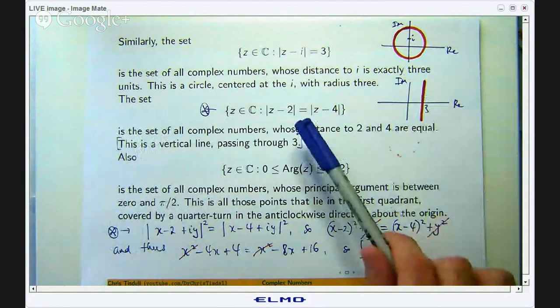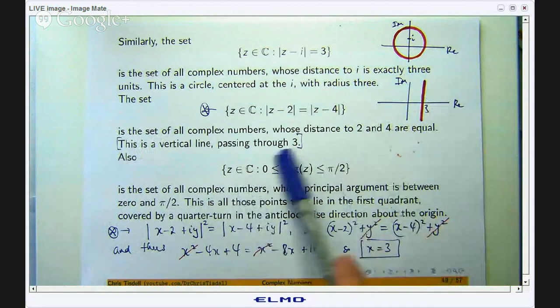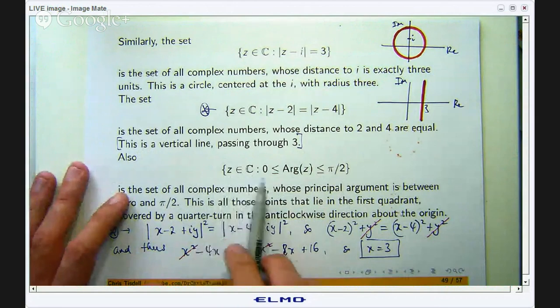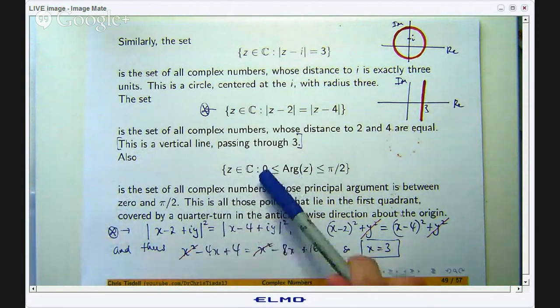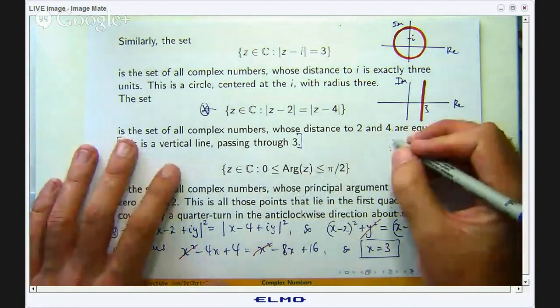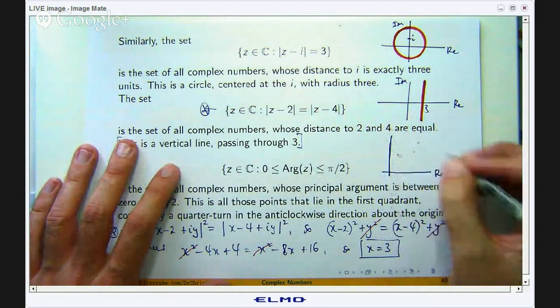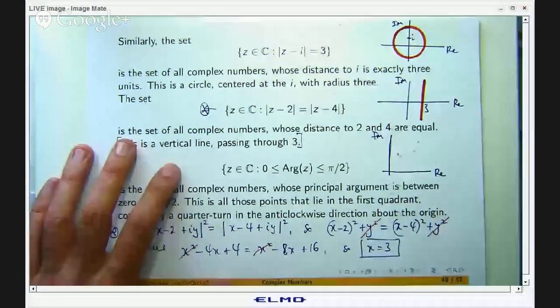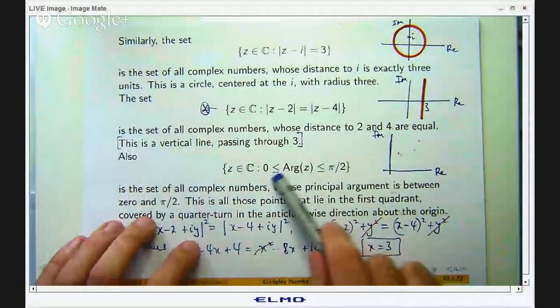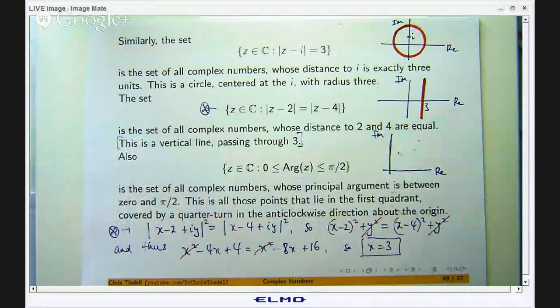So they're the set of points that we're interested in for this one. Now, you can also involve angles in describing regions in the complex plane. Here we want all those complex numbers whose principal argument is between 0 and pi on 2. If I draw in my axes, then what is this saying? Remember, the principal argument is just the angle associated with the complex number and the positive real axis.